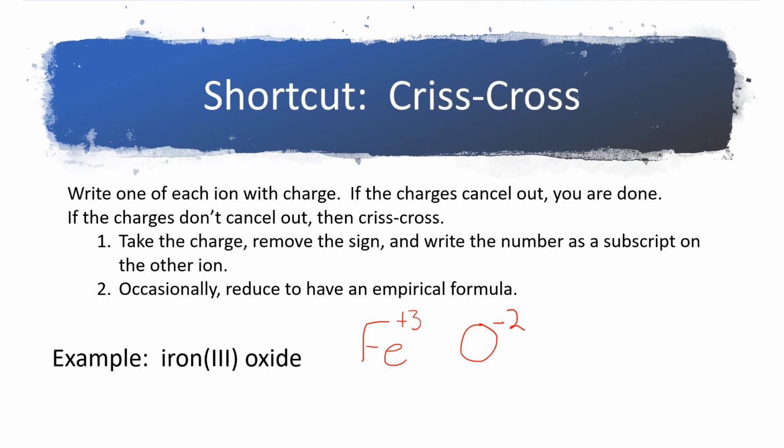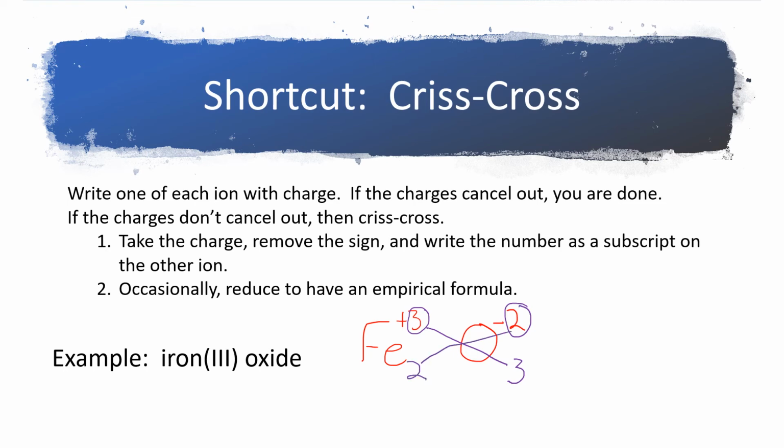So here's what we're going to do, and I should probably change color to illustrate this. I am going to take the number that's associated with the charge on iron, not the sign, just the number, and I'm going to bring it down on oxygen as a subscript. Then I'm going to repeat that process in the other direction. I'm going to take just the number on the oxygen charge and bring that down as a subscript on the iron.